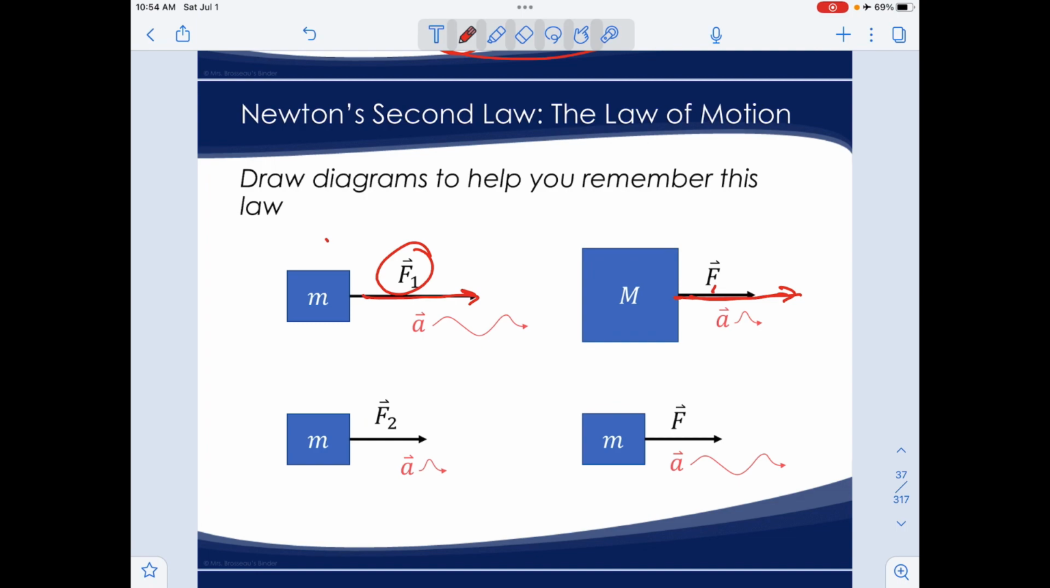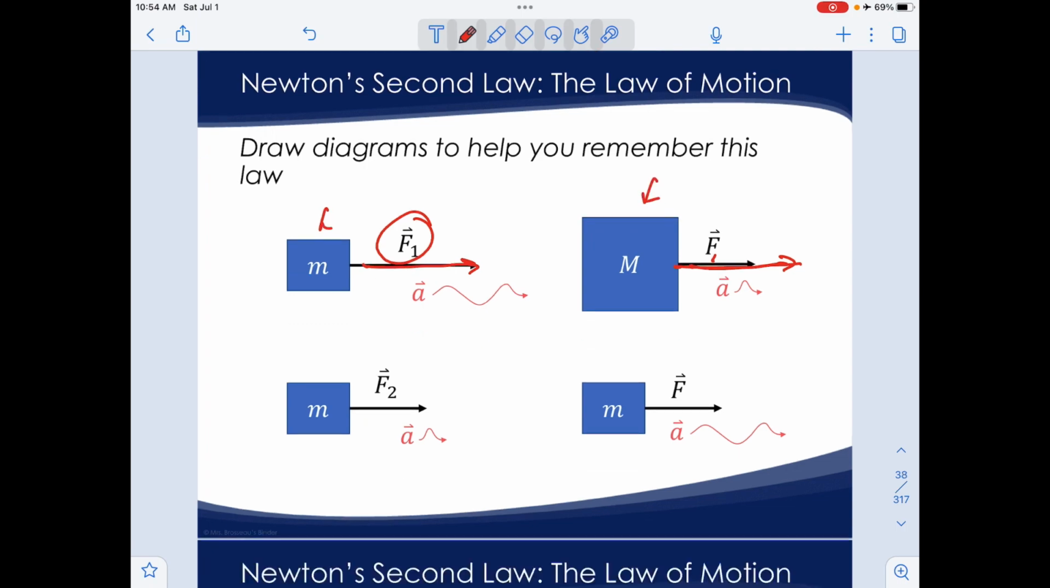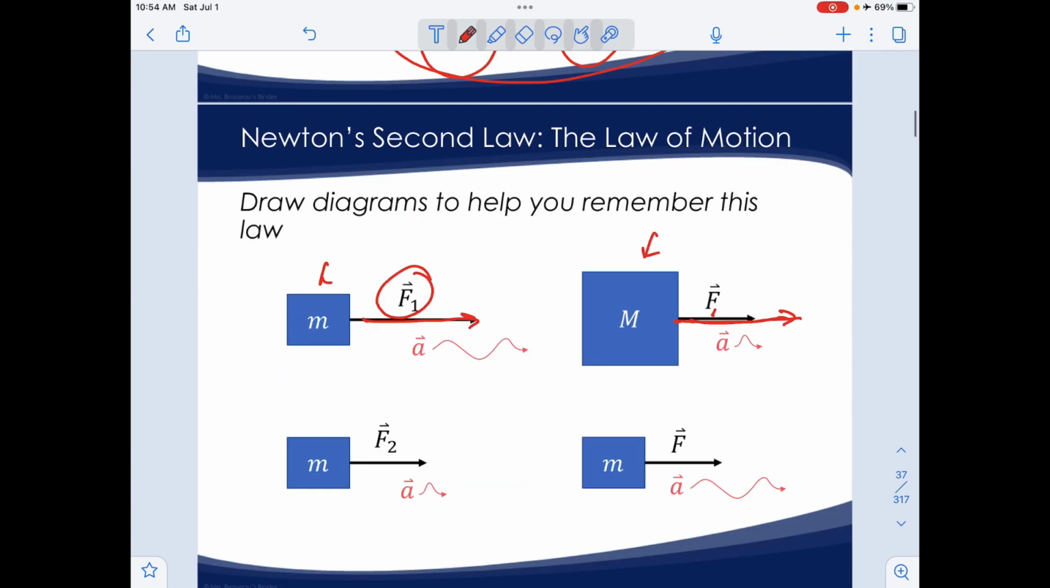If these are the same forces here and here, and you have a little mass here and a big mass here, you can see that here you're going to have a large acceleration, and here you're going to have a small acceleration, because with the same force, a larger mass is going to accelerate less. Think about this. If you've got a little toy car that you're trying to push versus an actual car, if you push them with the same force, the little toy car is just going to go flying, but the actual car is barely going to move, if it moves at all.